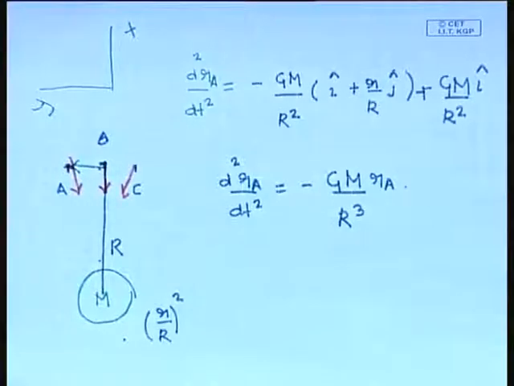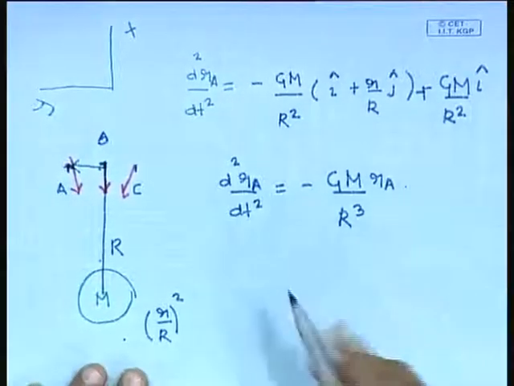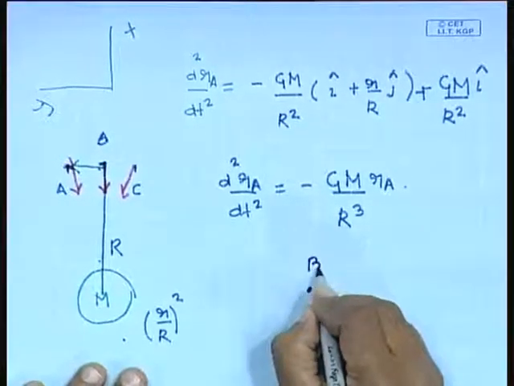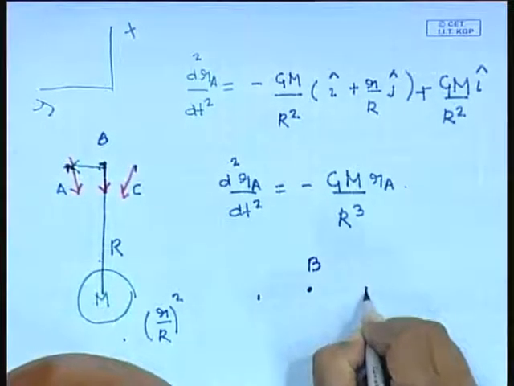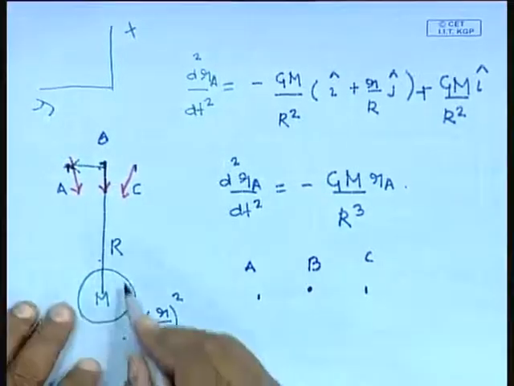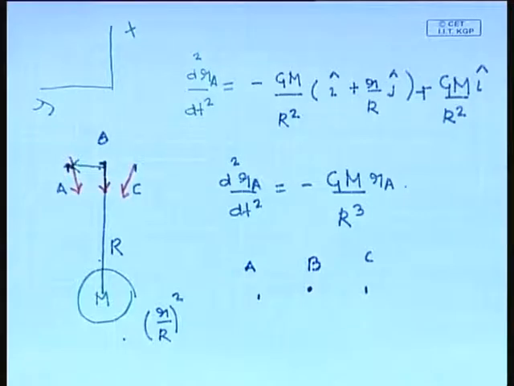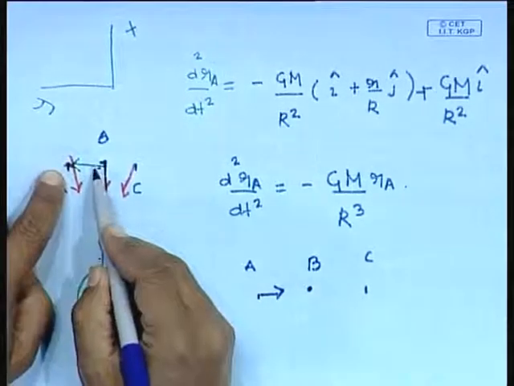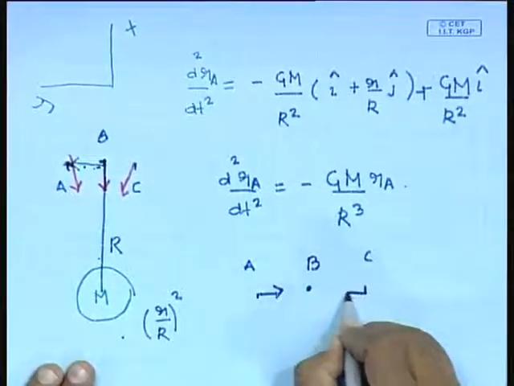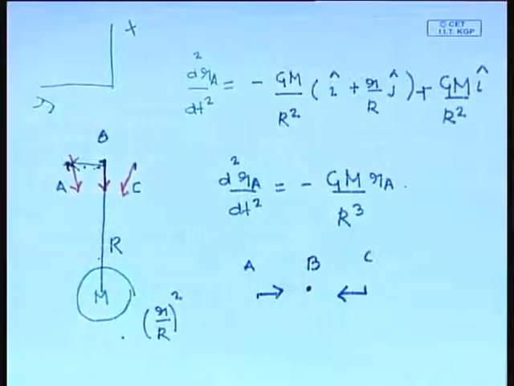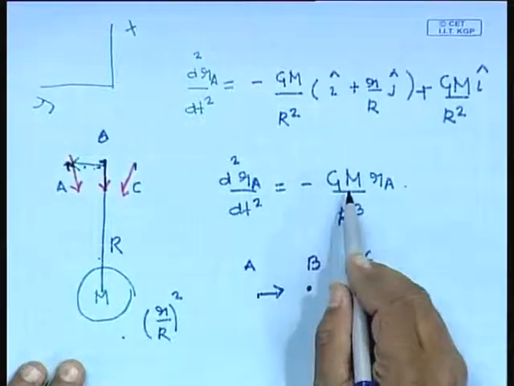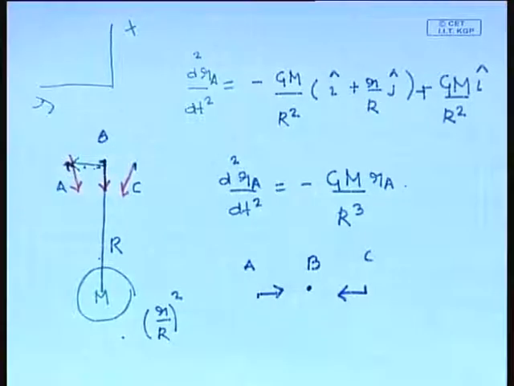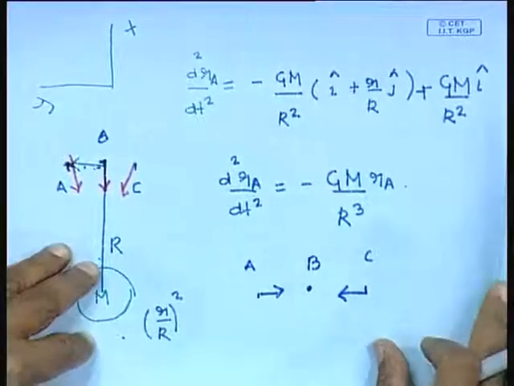So the bottom line of this calculation is that if this is the observer B falling, and these are the two test particles A and C, they are all falling in the gravitational field of this very massive object. The relative acceleration between A and B is pointing inwards towards B. Similarly C will also accelerate relatively towards B. The magnitude of the acceleration is GM into the separation by R cube. These accelerations are what are referred to as tidal accelerations, tidal forces.